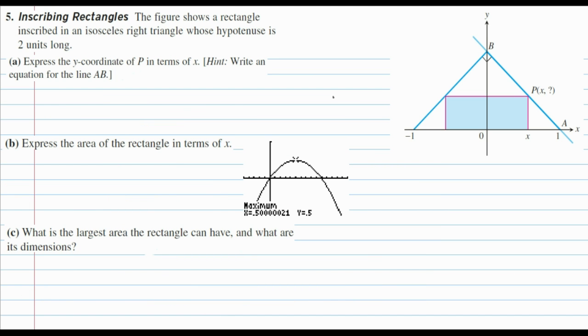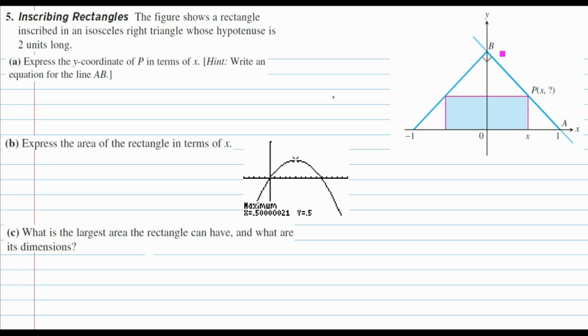The Now Try problem gives us another opportunity to inscribe a rectangle, but this time underneath a triangle. This figure shows a rectangle inscribed in an isosceles right triangle whose hypotenuse is 2 units long. So we need to express the y-coordinate of P in terms of x. And the hint there is, write an equation for the line AB.